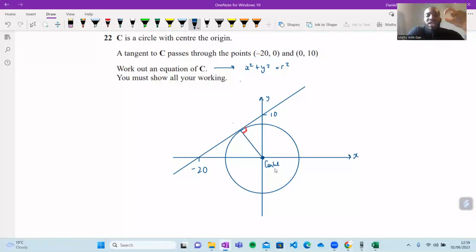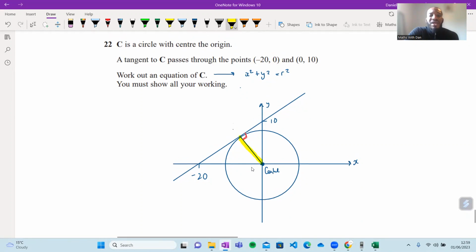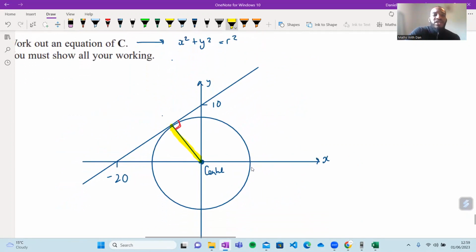Now, we need the equation of C. So in other words, we need to figure out what the radius of the circle is, right? Now, how do we find the radius of the circle? Well, the radius of the circle is this distance here. I could make a right angle like this. I can make this here, and then I can make this here. This is a right angle here.